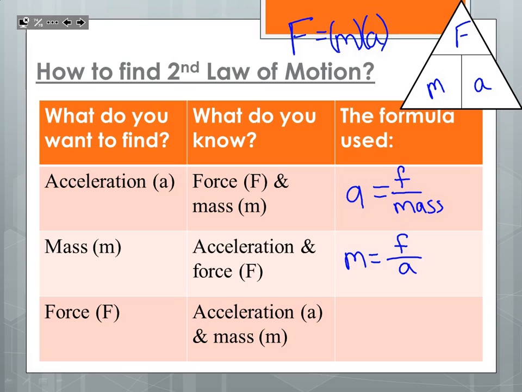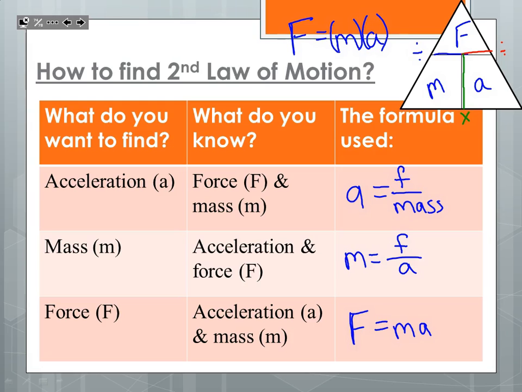If I wanted to find acceleration, I put my hand over the A and it leaves me force divided by mass, because that horizontal line means to divide. If I want to find mass, I put my hand over the M and what I have is force divided by acceleration. But if I want to find force, it equals my mass times my acceleration, because I'm multiplying the mass and the acceleration together.